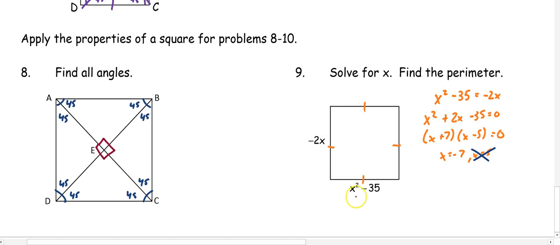So I'm going to put negative 7 in, and I get 14 on all 4 sides of my square. So my perimeter is 4 sides that are all 14. So I can add 14 4 times, or I can just multiply by 4. And I get that the perimeter is 56.